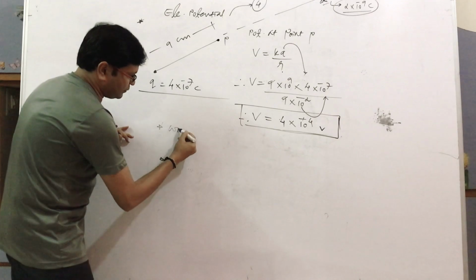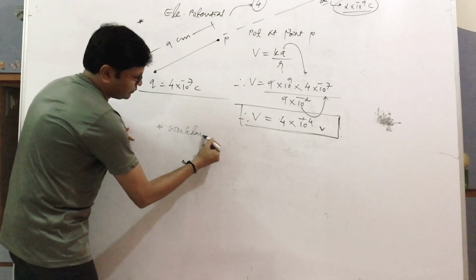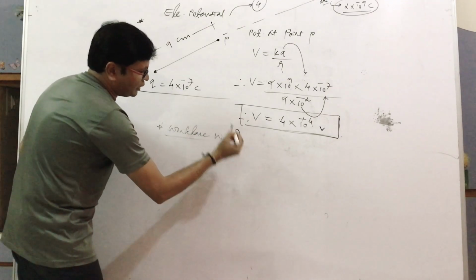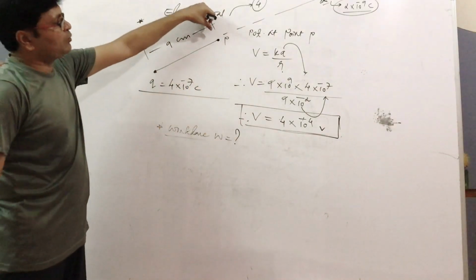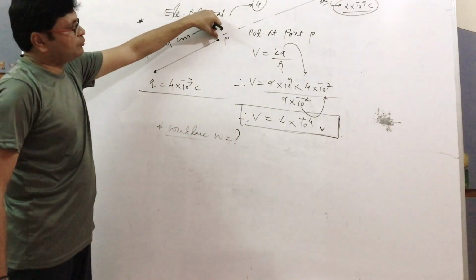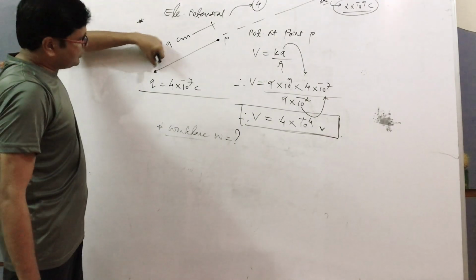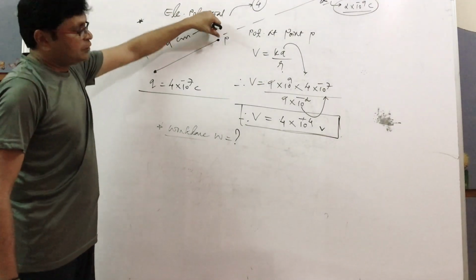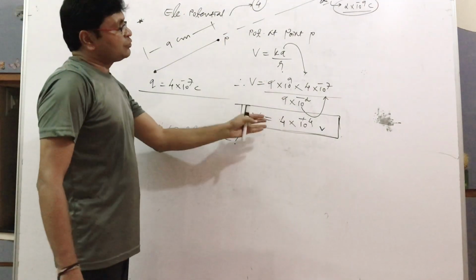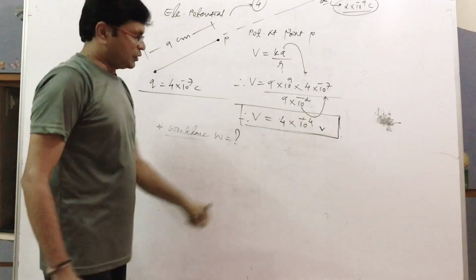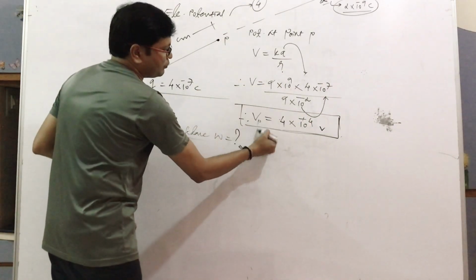So work done, W, that's your target. But we already have an idea about the potential at point P. What is the potential at point P? Because of this charge, whatever potential is produced, it can be found already. Sorry, we have already found 4 into 10 raised to 4. So we already have the potential at this point P.